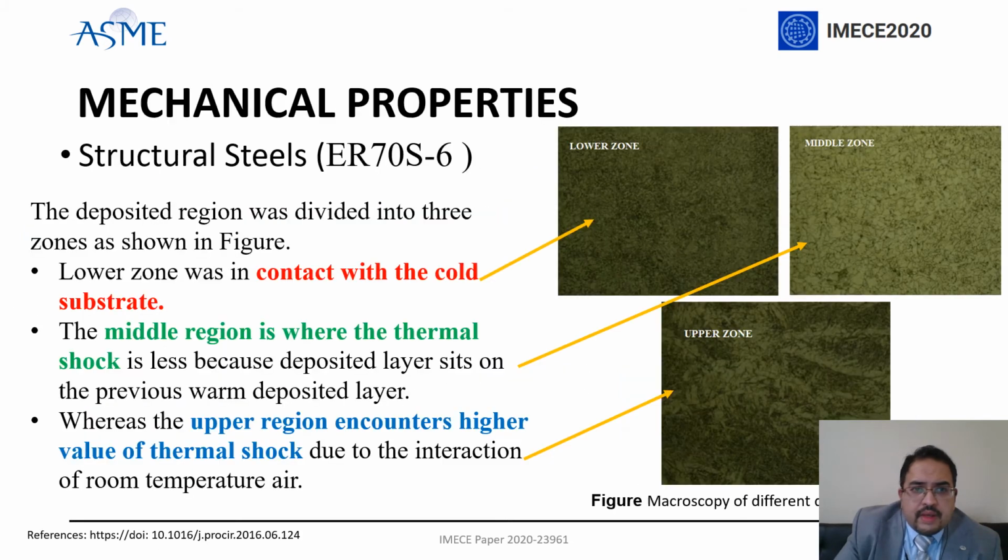If we talk about the structural steels, for example, there's a study that discussed the weld bead. They divided the sample into three zones: the lower zone that is in contact with the substrate, a cold substrate, then the middle zone that is dealing with the layer by layer fabrication of the weld bead, and then the upper zone that will be in contact with the air.